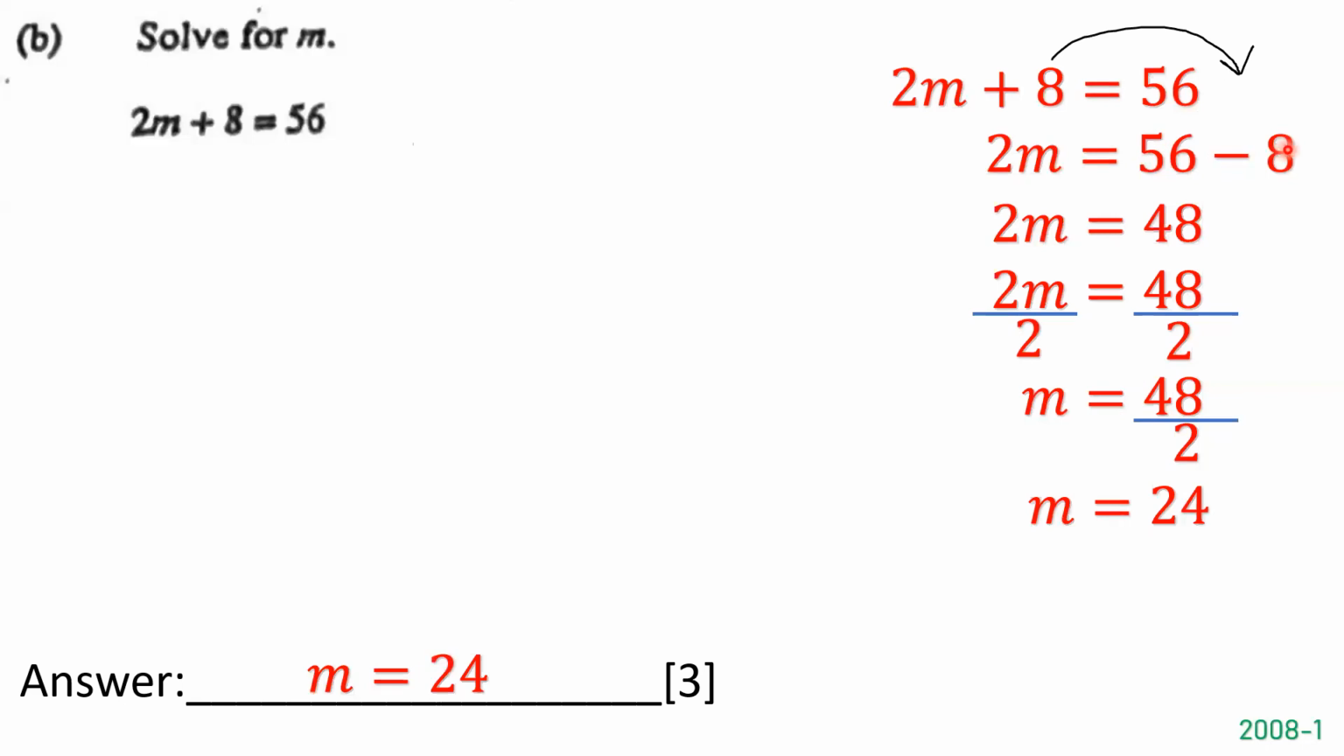What is 56 minus 8? Well, 56 minus 8 is definitely 48. And so we have 2m equals 48. Here, we want to divide both sides by the coefficient of m, which is 2. And so we have 2m divided by 2 equals 48 divided by 2. So we cancel those two. And so m is equal to 48 divided by 2. What is 48 divided by 2? Well, 48 divided by 2 is definitely 24. And so the answer here is m is equal to 24.